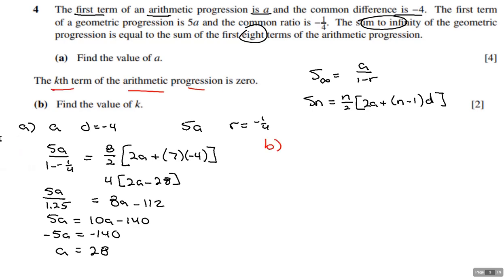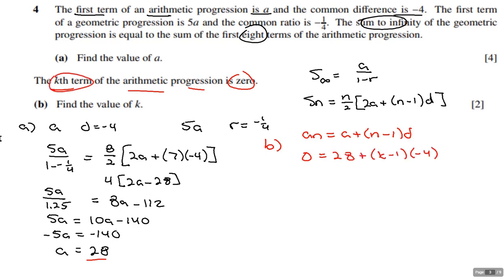So now in part B, it says find the kth term. Okay, so the kth term is 0. So I know that they're going to equal 0, and I'm going to replace the m with a k. And once again, all I've got to do now is find out what k is. And I'm going to find out that k is equal to 8.